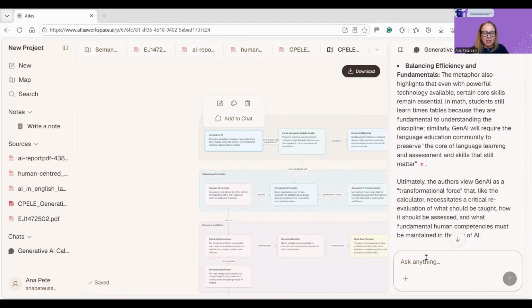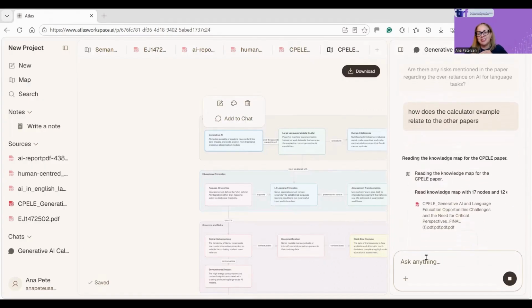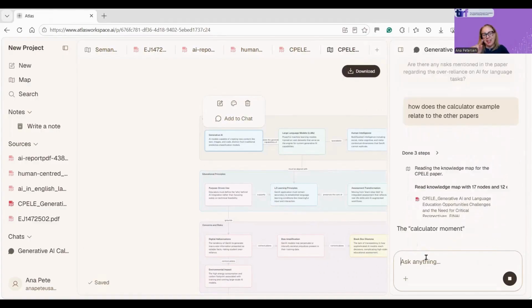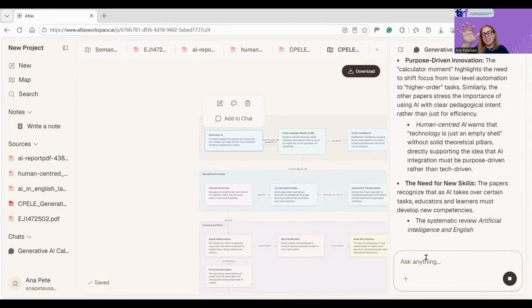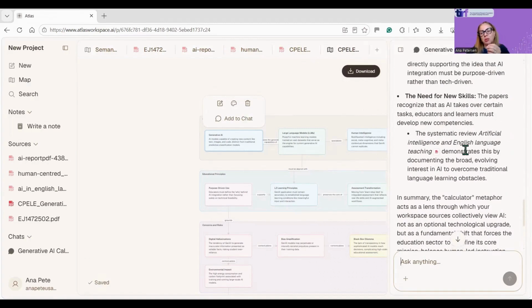I can take this and ask my personal question. How does the calculator example relate to the other papers? Let me see what it will say. If it will be able to take other papers from my map. You see, it's reading paper by paper that I have uploaded in this map of mine, and it is giving me a whole summary. It's giving me a whole series of highlights or items that I can explore and be a little more aware of one specific information from one of the papers.